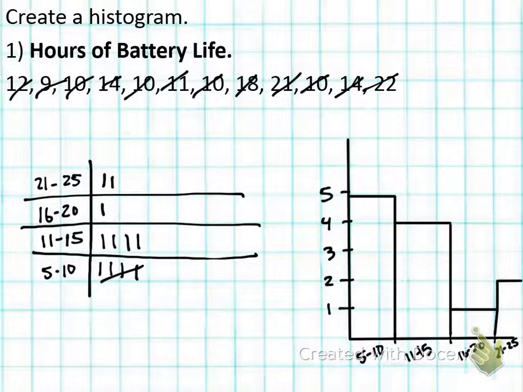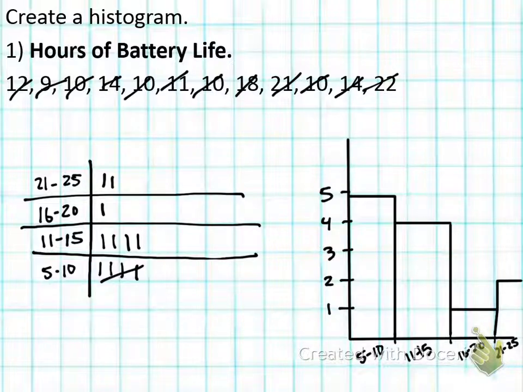And that's it. Okay. So what this graph is telling me is how many people have cell phones that last 5 to 10 hours, how many people have cell phones that last 11 to 15, how many people have cell phones that last 16 to 20, and how many people that have cell phones that last 21 to 25 hours. How long do most people's cell phones last? 5 to 10, right? There's 5 people that have cell phones that last 5 to 10 hours, right?